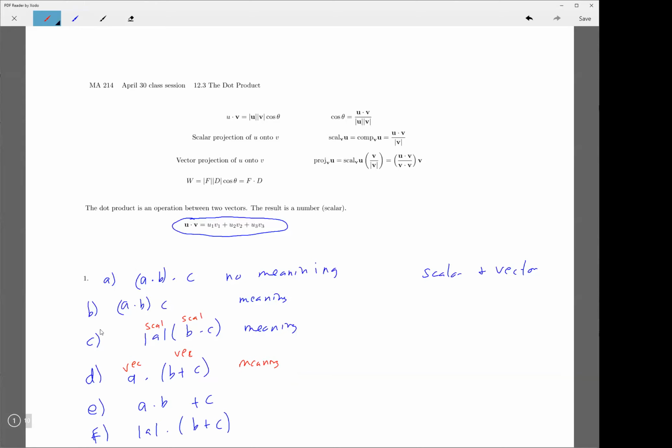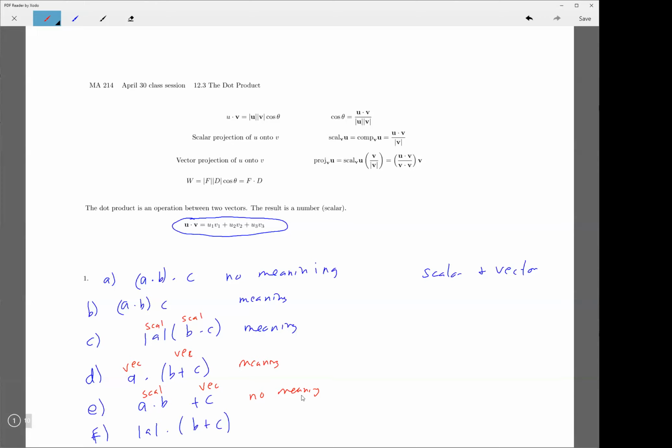And then this one right here, when you take the dot product there, that's going to be a scalar, and that's going to be a vector. So that's going to have no meaning. No meaning. It's the sum of a scalar and a vector.